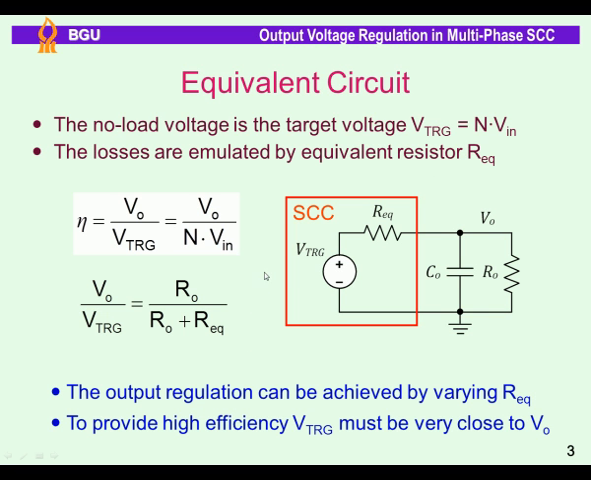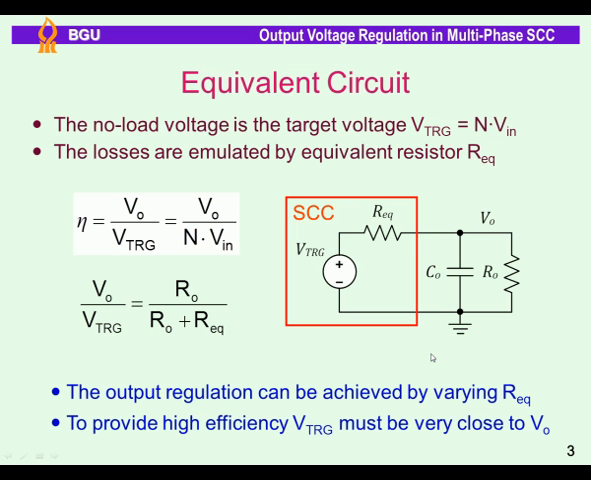Any switched capacitor converter can be represented by a simple equivalent circuit that includes a target voltage source and a serial resistor. This resistor is called the equivalent resistor and represents all the losses in the converter. Connecting the load to the equivalent circuit, we actually get a voltage divider. Consequently, the converter efficiency can be expressed as the ratio of the output and target voltages, or that is the same as the ratio of the corresponding resistors.